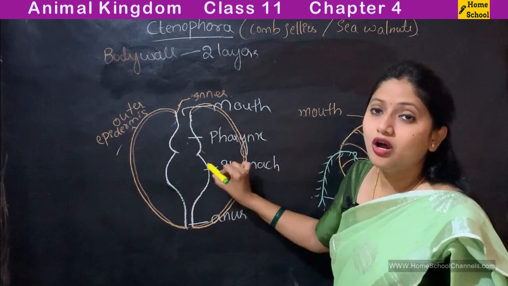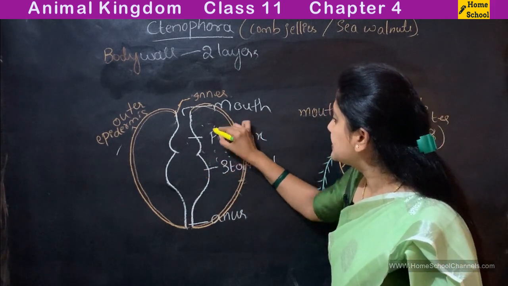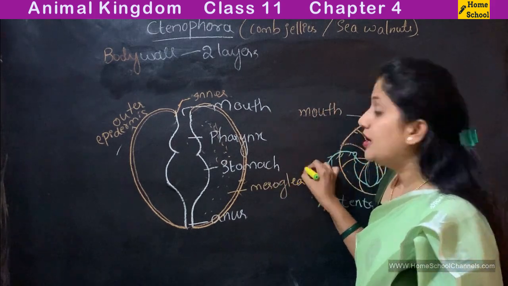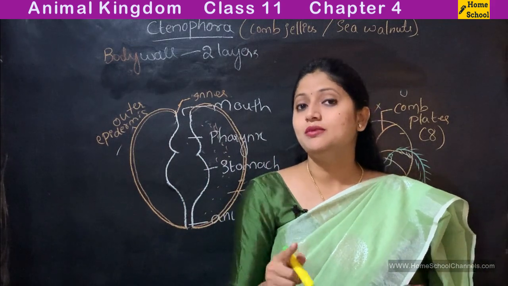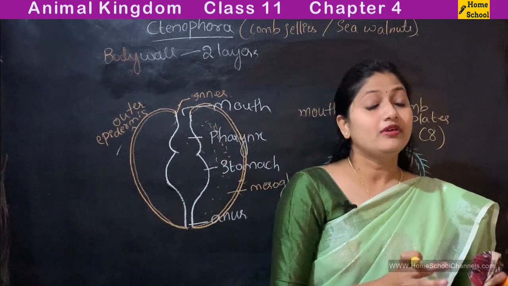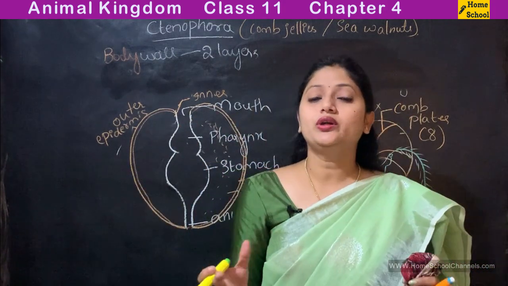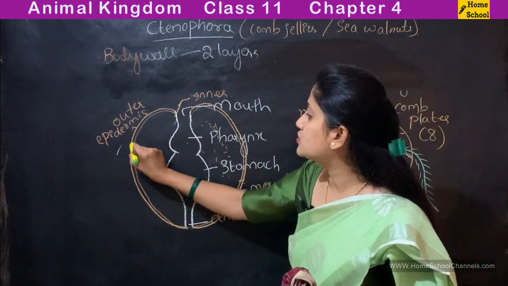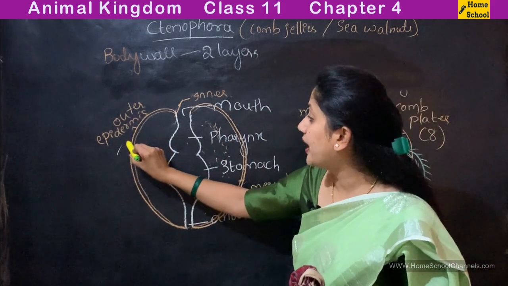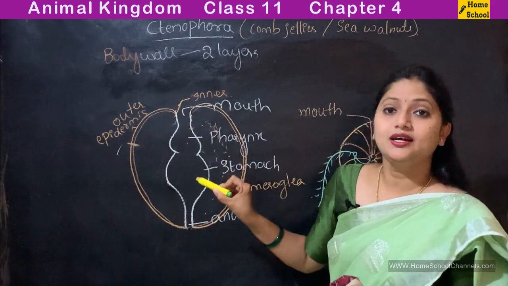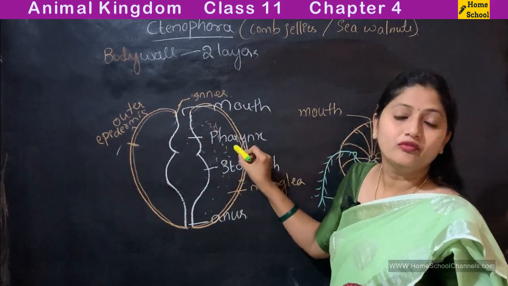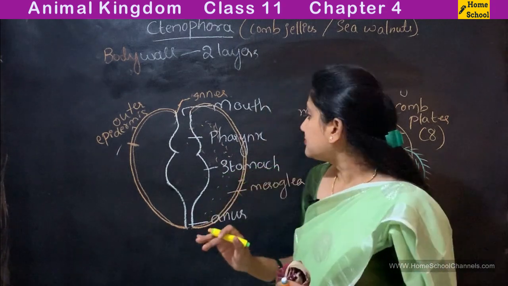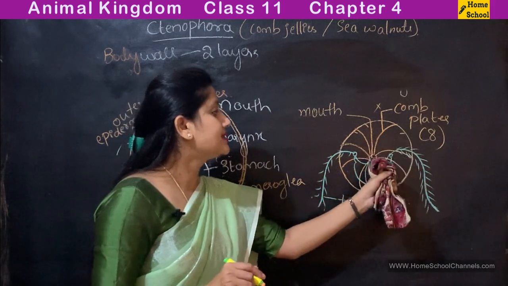So, between the outer body wall and the inner body wall, we have undifferentiated cells, which are called mesoglia. Because we had seen that it is a diploblastic organism, and in the diploblastic, we have an ectoderm and an endoderm. In between the ectoderm and endoderm, we have undifferentiated cells, which are called mesoglia. So this outer layer, which I am calling the epidermis, can be taken as ectoderm. And this is called the endoderm. So in between the endoderm and the ectoderm, we have this particular undifferentiated mass of cells, which can be called the mesoglia.